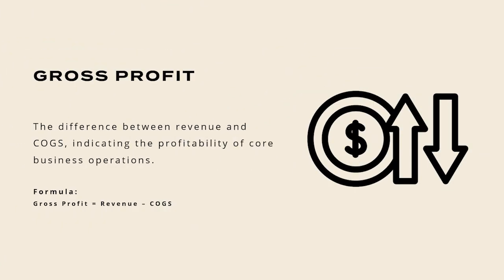Once you understand both the revenue and the COGS, then you're able to identify the gross profit. This is the difference between the revenue and the COGS, making it a very simple formula of revenue minus COGS, which will give you your gross profit. This indicates the profitability of core business operations.